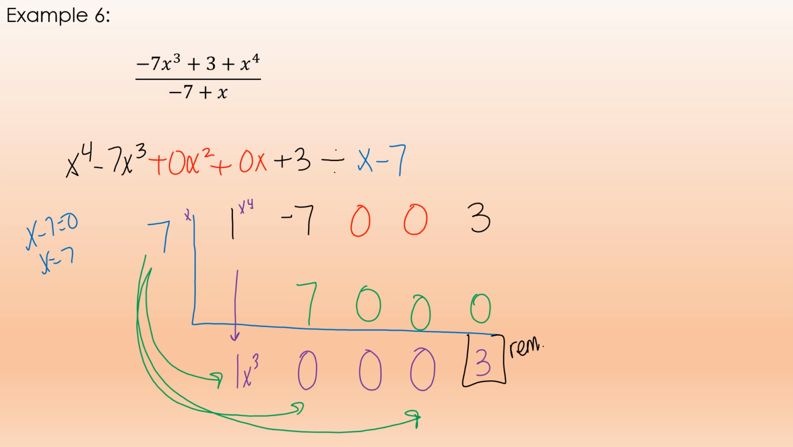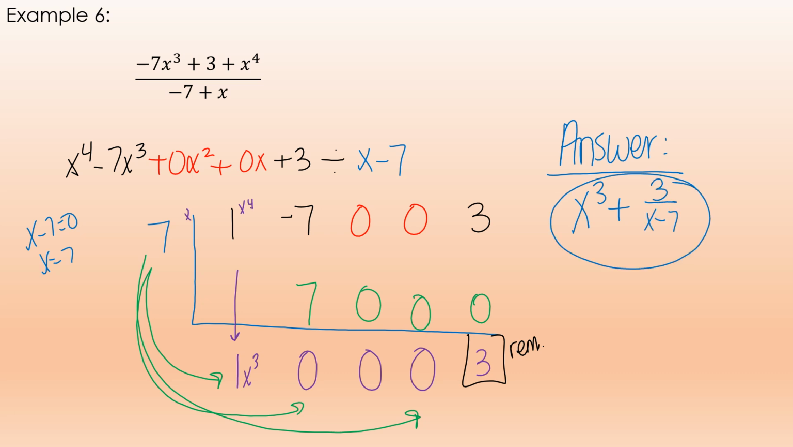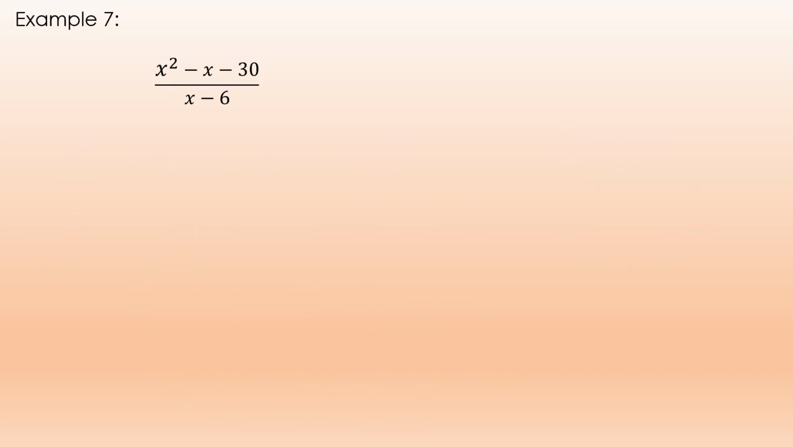So our polynomial, x to the 4th minus 7x cubed plus 3, divided by x minus 7, has as its answer, our quotient, 1x cubed plus the remainder, 3 over x minus 7. There you go. I didn't have any x squared terms or x terms or any constant values. That was a little strange. It works. Moving on.